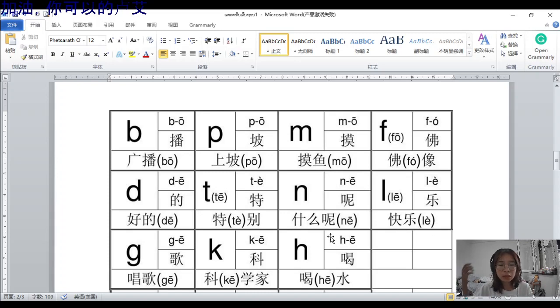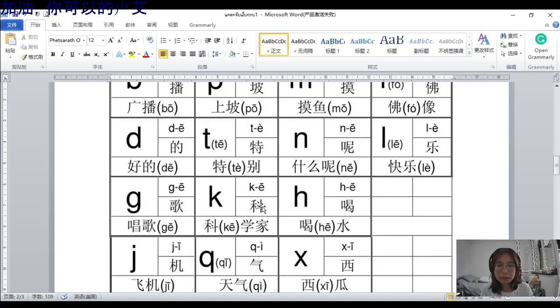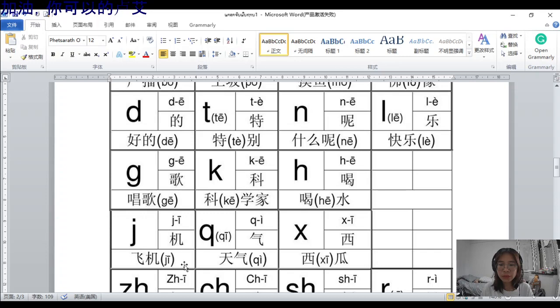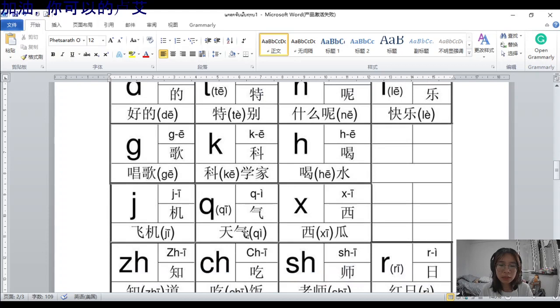It's called 乐, 快乐, and we will learn about the tone in the next video. And this one also, read 歌, 唱歌 means sing. And 科, 科学家 is kind of a professional. And 喝, 喝水 means drink the water. 飞机 means airplane. And 气, this one reads 气 because it has the first tone. 天气 means weather.